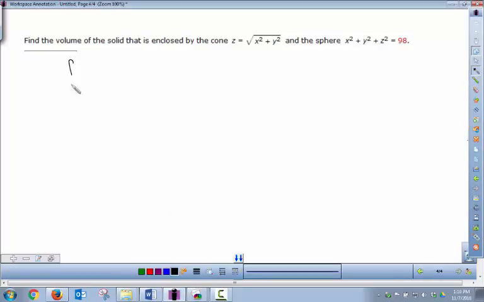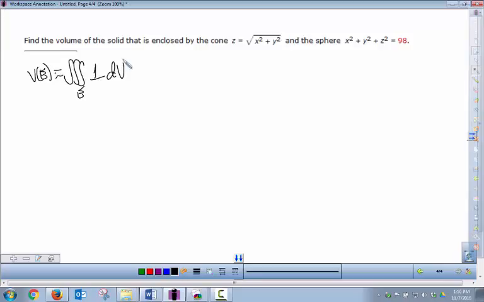So the first thing we should think about is that the volume of E is going to be equal to the triple integral over E of 1 dV. And so for us, the really big challenge is to try to write this in terms of cylindrical coordinates, just find the limits.